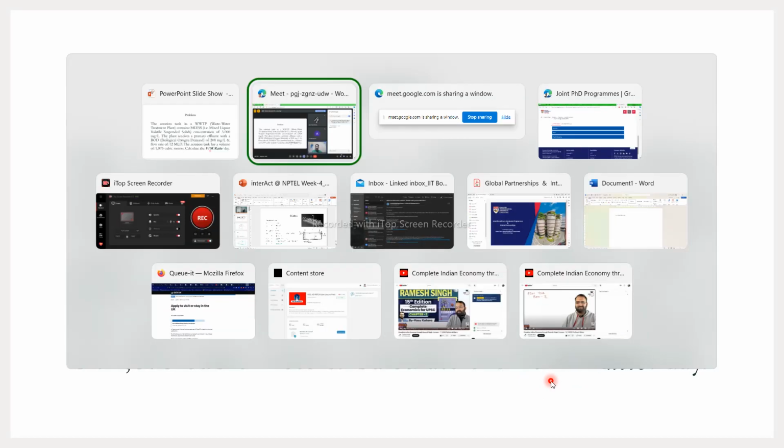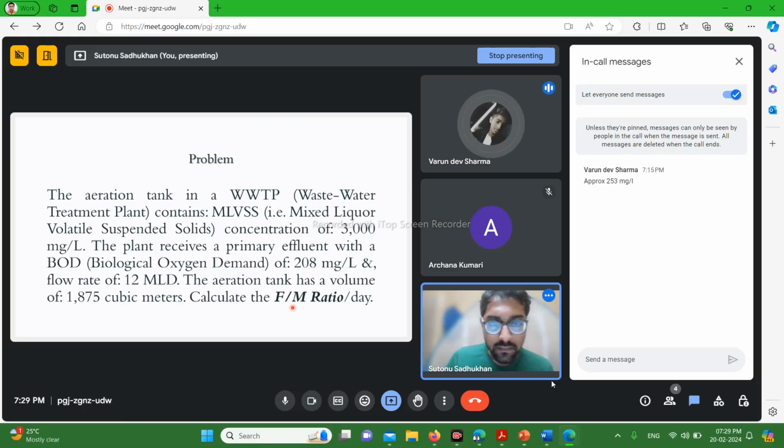What is F by M ratio? Anyone? Food by microorganisms. Yes. So food by microorganism, right. So food is given as the BOD, so it is S, or whichever sign you take for that, and M is your X. M is given as X. So you have to just take a mass balance and calculate the F by M ratio. There will be a term called per day. The time term will not go away, so that's why it is there.